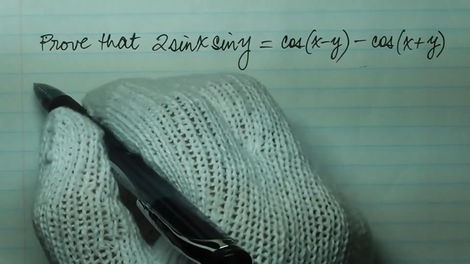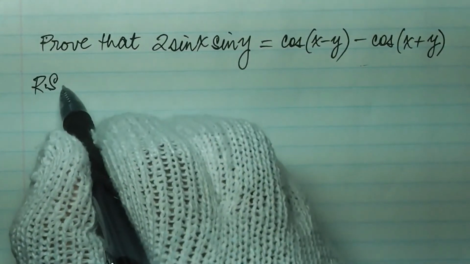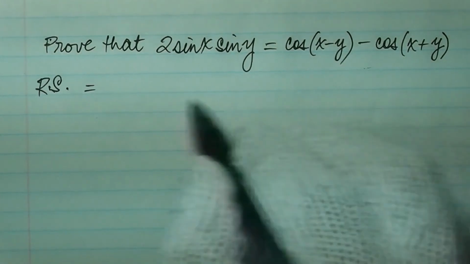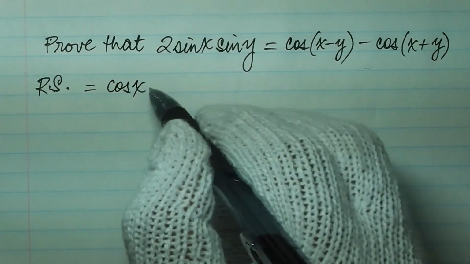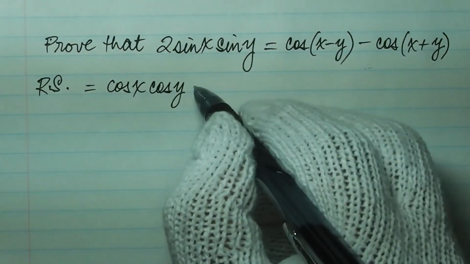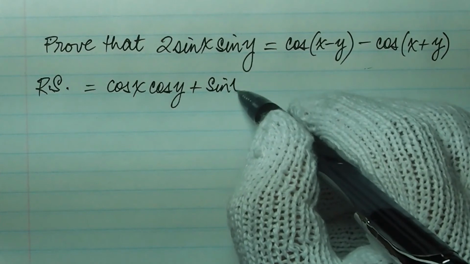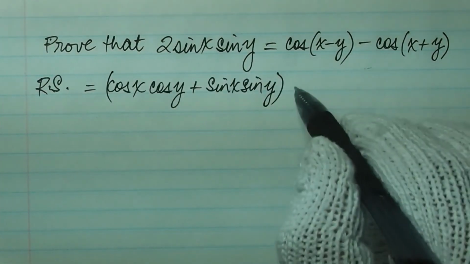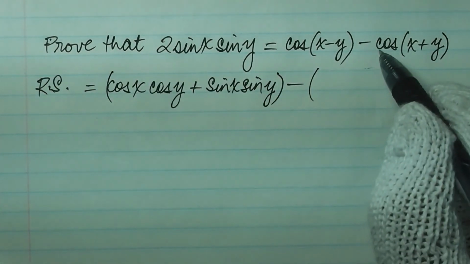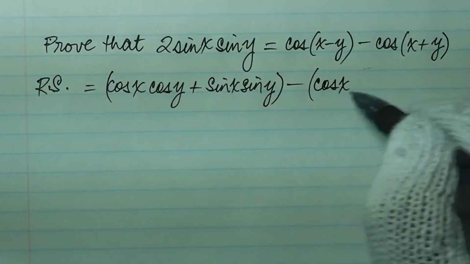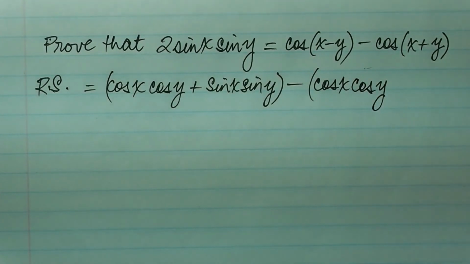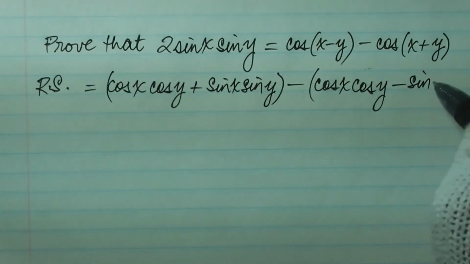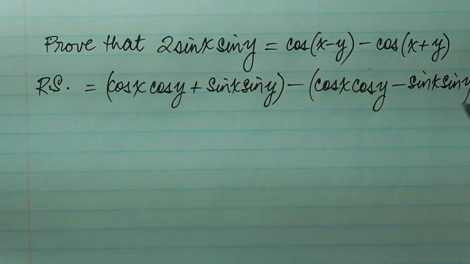I'm going to start with my right side. My right side is equal to cosine x minus y, so that's cosine x cosine y plus sine x sine y, minus cosine x cosine y minus sine x sine y.